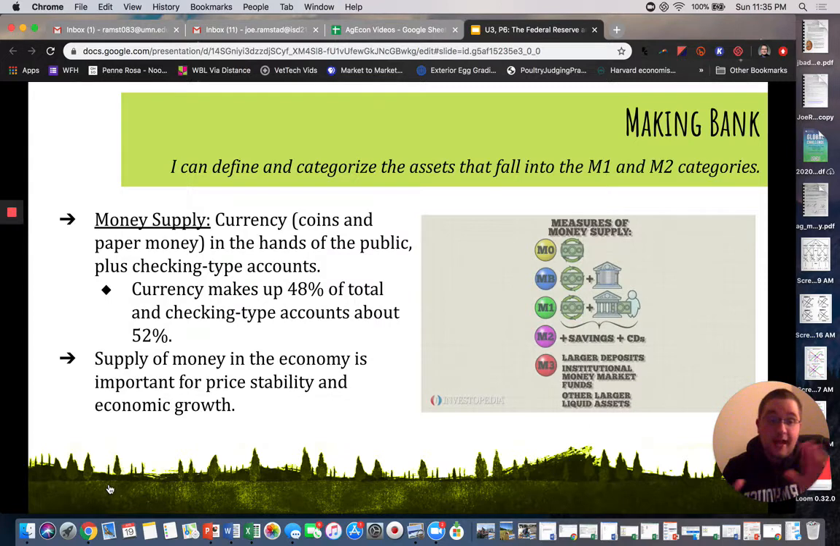The money supply, when we're looking at this overall, is the currency in both coins and paper money in the hands of the public plus checking type accounts. Currency makes up 48% of the total, and checking type accounts make up about 52% of the entire money supply. The diagram to the right shows the differences there. We're only going to be focusing on M1 and M2 in here though. The supply of money in the economy is important for price stability and economic growth. So economists want to consider how much money is in the economy at any given moment and compare that from one time to another to see what changes are necessary in terms of monetary policy. And we'll talk about that a little bit.